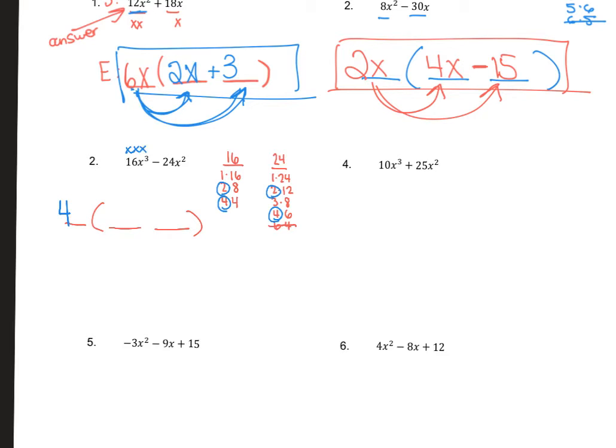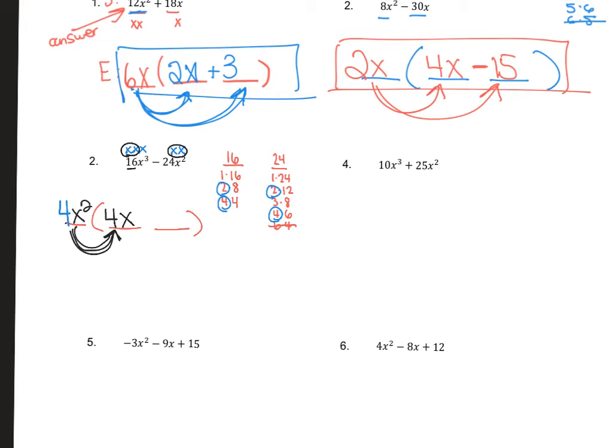This has 3 x's. This has 2 x's. So I can pull 2 x's out. So I have x squared here. So 4 times what gets me back to 16? That's going to be 4. x squared times what gets me to x to the third? That's going to be x, because remember, I'm adding my exponents.